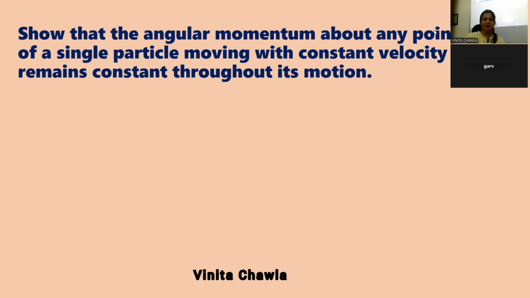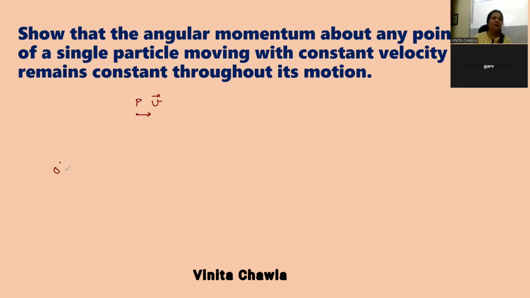Show that the angular momentum about any given point of a single particle moving with constant velocity remains constant throughout its motion. So we have a particle. This is the particle. It is present at point P and it is moving with some velocity vector v. We have to find the angular momentum about an arbitrary point. We can consider that arbitrary point anywhere, and you have to find the angular momentum about it. So let's choose a position.